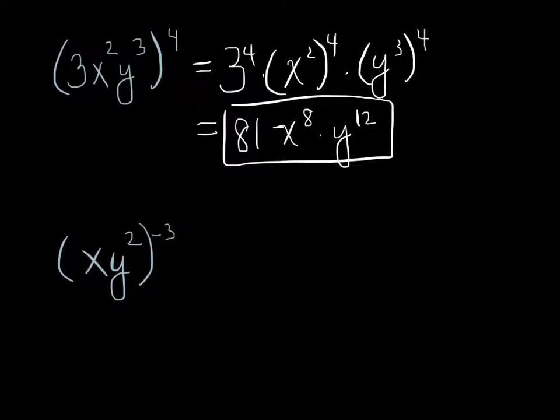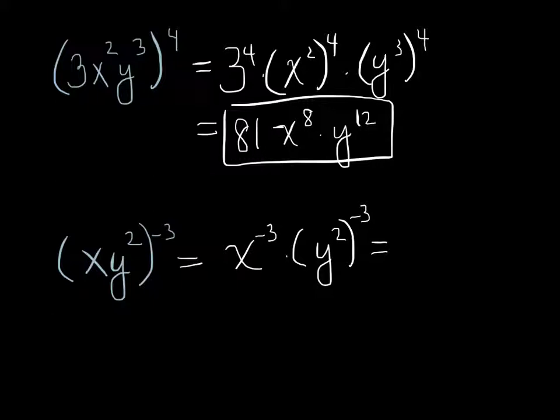Now the last one, I threw a negative exponent in here. But you do the same thing. Raise each of these to the negative 3rd power first. That's where I would start. Get rid of this outside exponent. So I'm going to have x to the negative 3 times y squared to the negative 3.